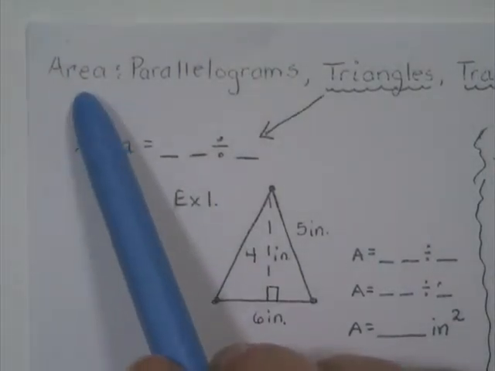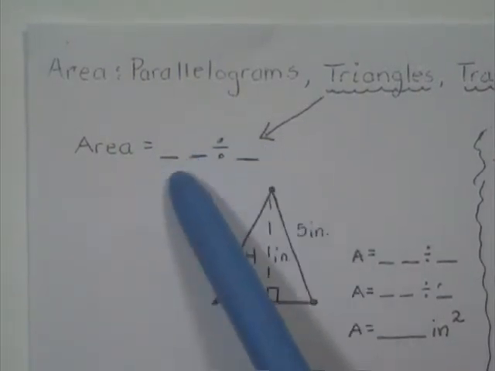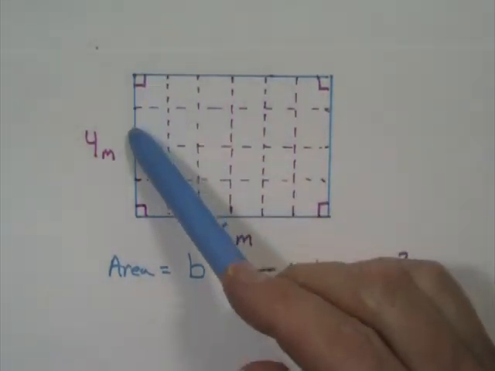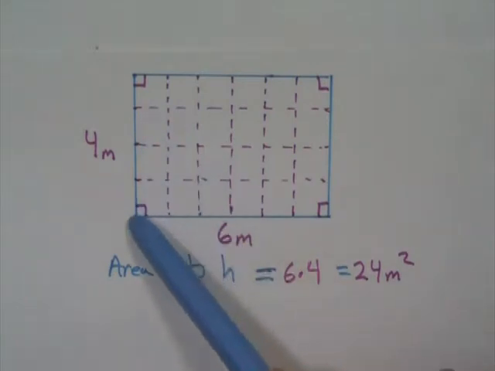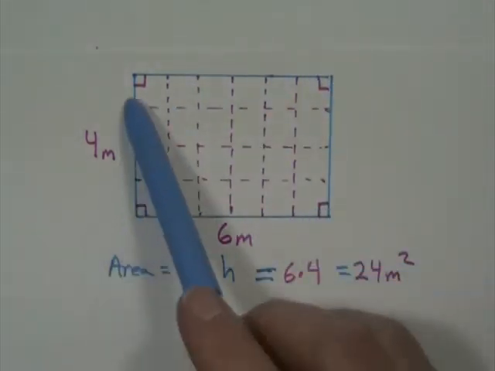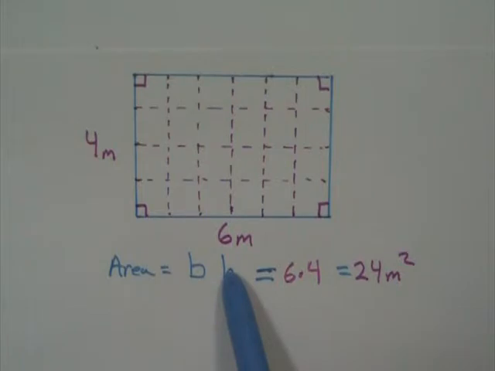Okay, before we discuss area of triangles and the formula, let's see how we get this formula. Here we have a parallelogram. It's a rectangle, a specific type of parallelogram. And you can see that there's a height, 4. Here's the base, 6.